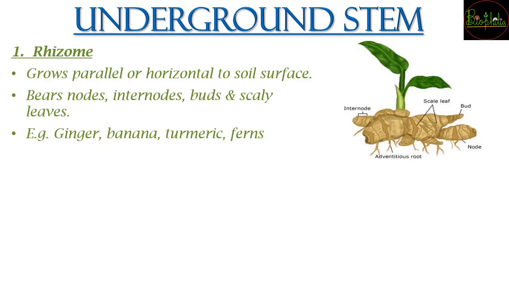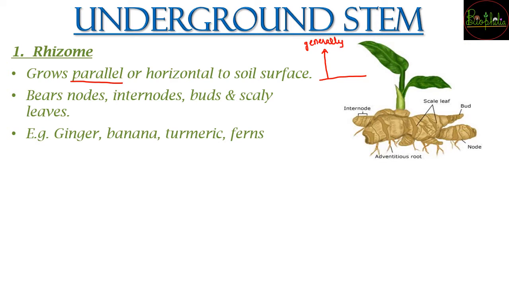So first of all, moving ahead to understand about underground stem. Underground stem में first modification हो सकता है, that is rhizome. So rhizome is a modification wherein the stem is going to grow parallel or horizontal to the soil surface. So generally अगर आपने stem को देखा है, if this is going to be your soil surface, the stem generally is going to rise upwards. This is your general case, right?